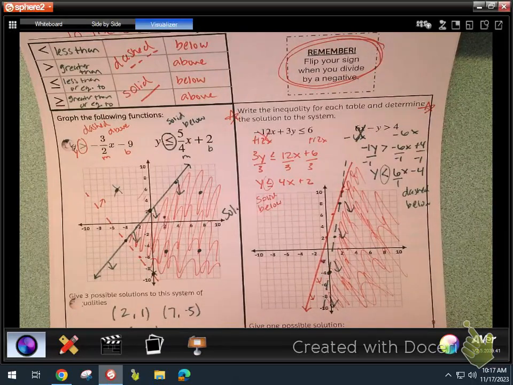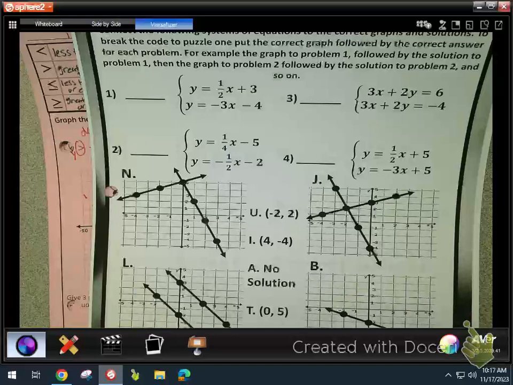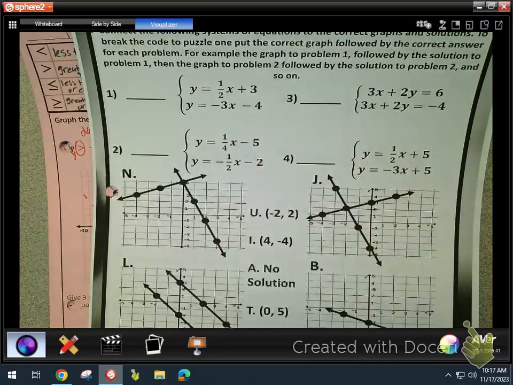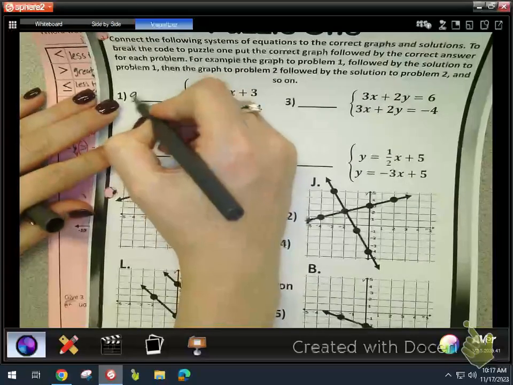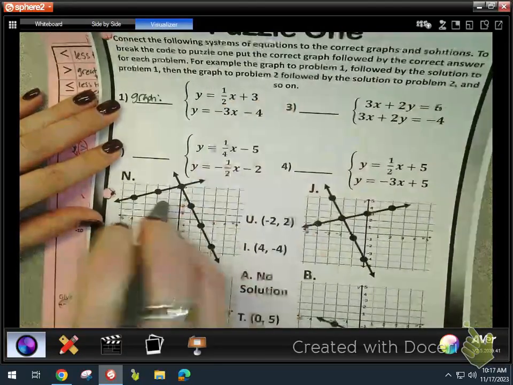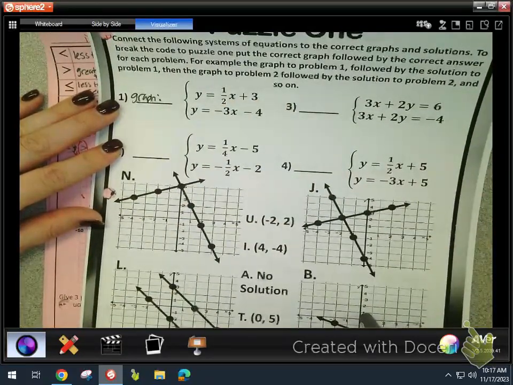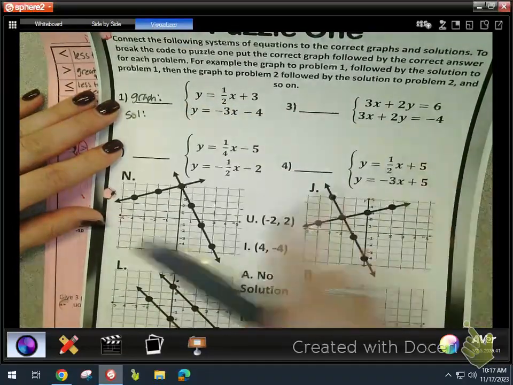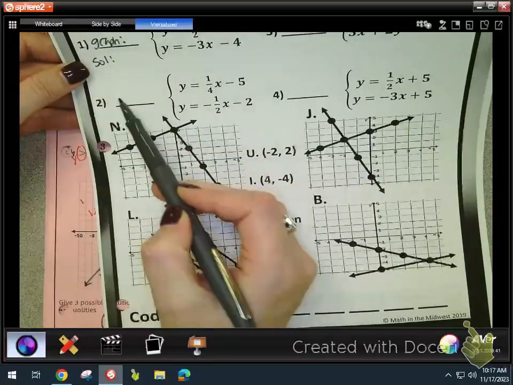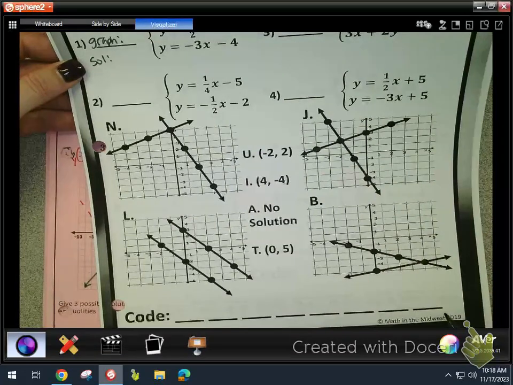So I passed out this little puzzle thing. This puzzle packet has the rest of the homework for the whole unit. You are only going to do puzzle 1 today, and it is really quick. You are going to need to match each system with a graph. Here's a system, which graph matches, and you can use your calculator. And then you're also going to find the solution point. To get the code, you're just going to go in order: graph, solution, graph, solution, graph, solution, graph, solution, and it will spell out a word.